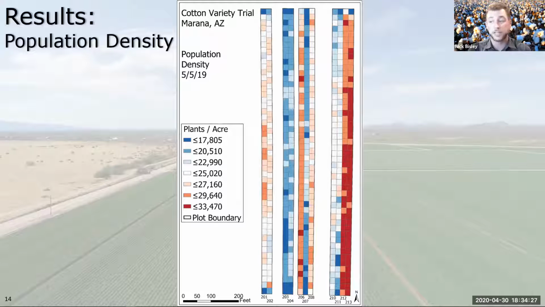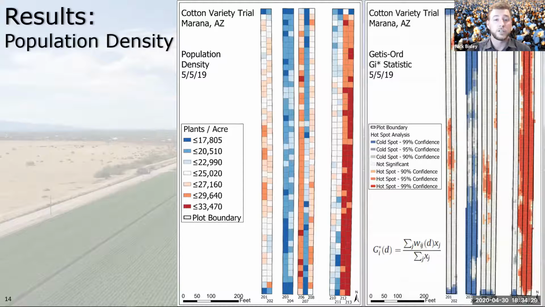And so some statistical analysis was completed, known as the Getis-Ord Gi* statistic, also known as a hotspot analysis. What this does is show areas of the field that are statistically significantly higher density and areas that are significantly lower density. And you can see that there are a lot of correlations here. But what's interesting is this area here shows lower population, but in this area, it shows that it's not really significant. So it is lower, but it's not significant in and amongst the other varieties.